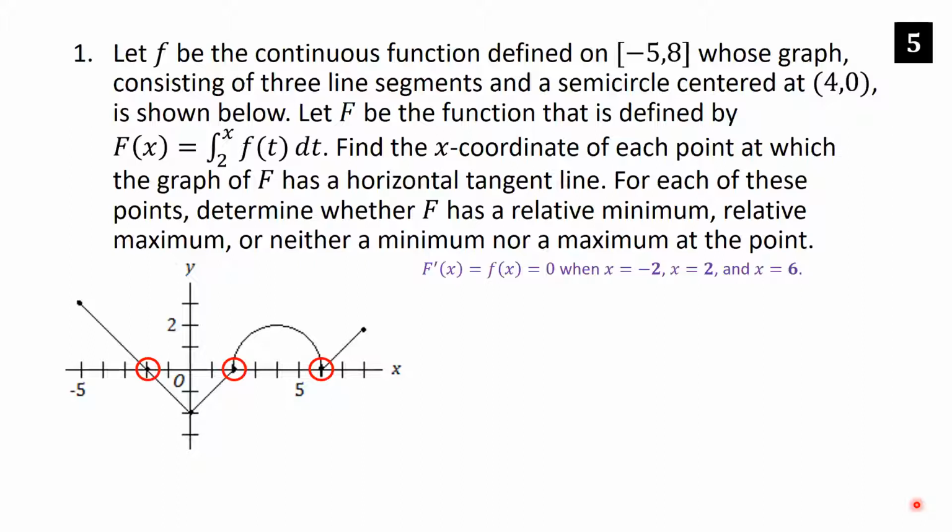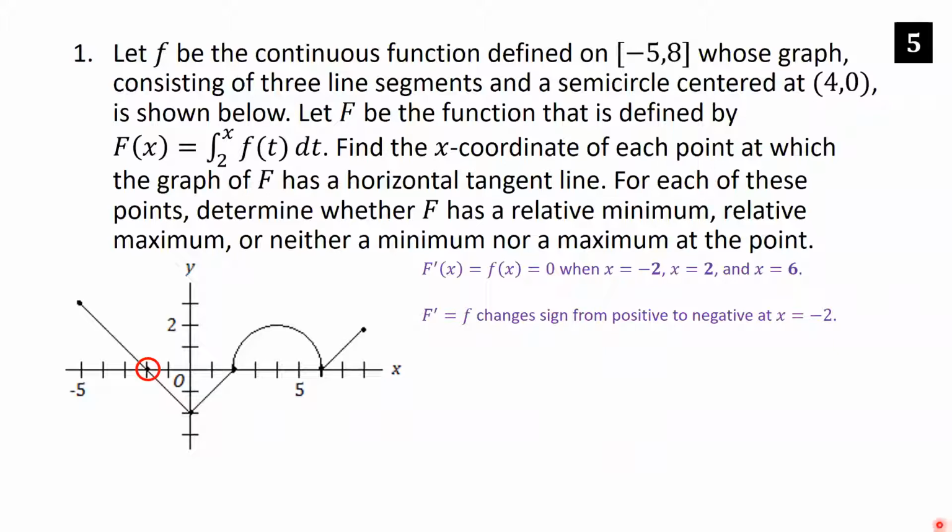Well, by the fundamental theorem of calculus, capital F prime of x is equal to little f of x, and that is 0 when x is -2, 2, and 6, right? Because this is the graph of little f. So we could just look at where it hits the x-axis to see where little f is 0.